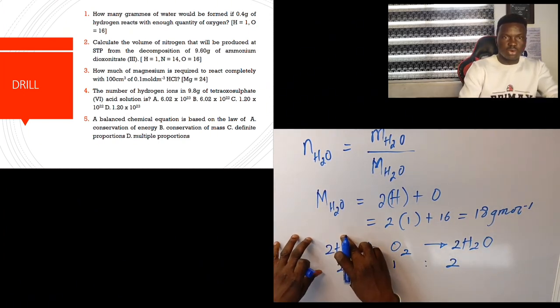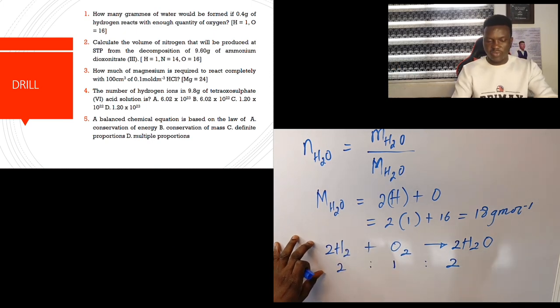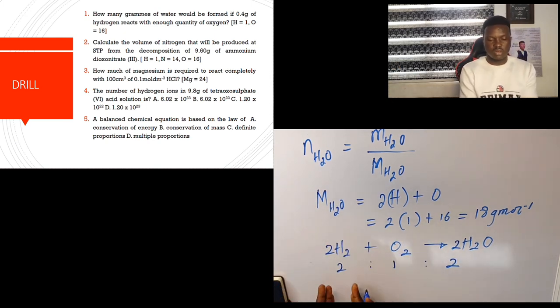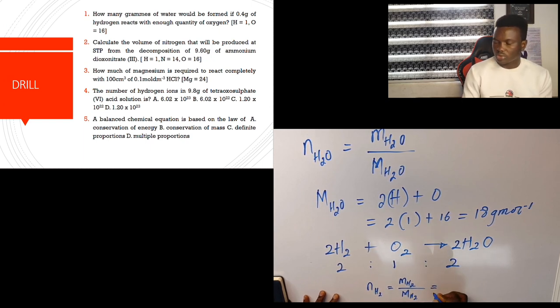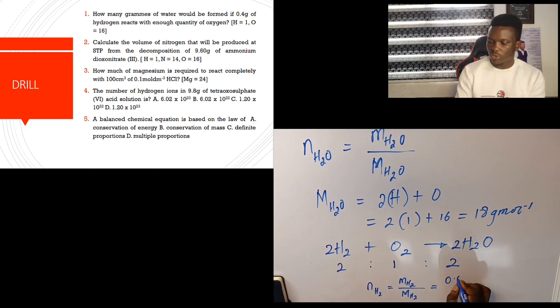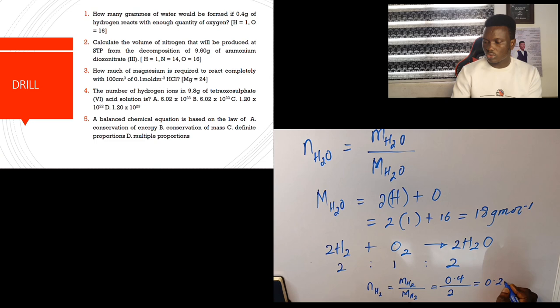So this is my known now because I'm given the mass of hydrogen. So I can calculate the number of mole of hydrogen from here. Number of mole of hydrogen will be equal to mass of hydrogen over molar mass of hydrogen. I hope you're following. So what is the mass of hydrogen? That's 0.4 gram divided by molar mass of hydrogen, that's 2. And that should be like 0.2 mole.